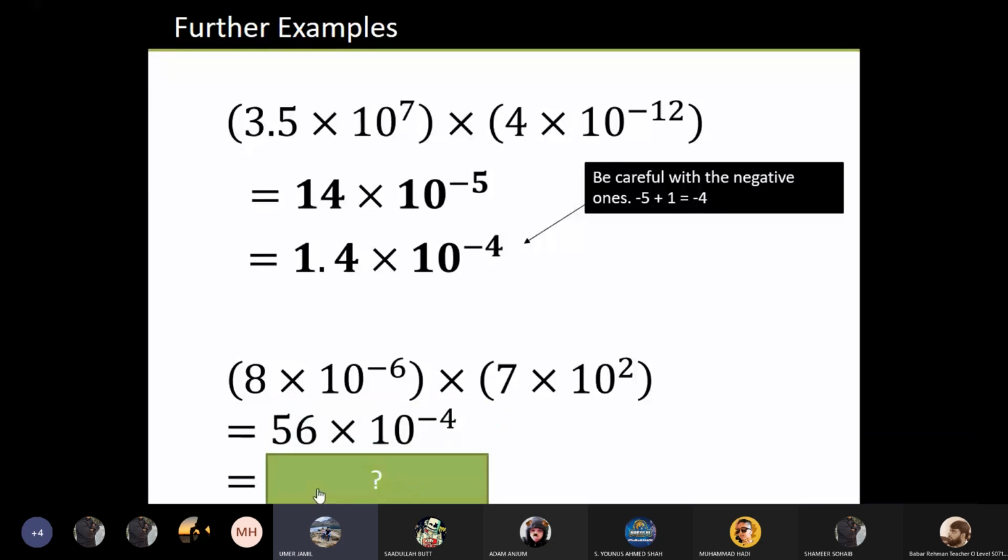What will be the next answer? Someone has 5.6, please unmute the mic, power of minus 2. For the rest of you, please mute your mic. Yunus, can you repeat your answer? Yes.